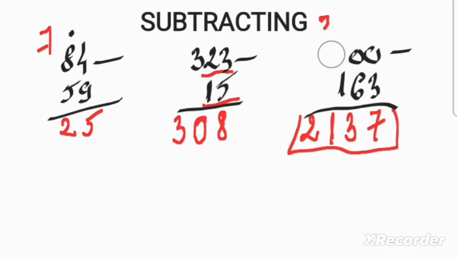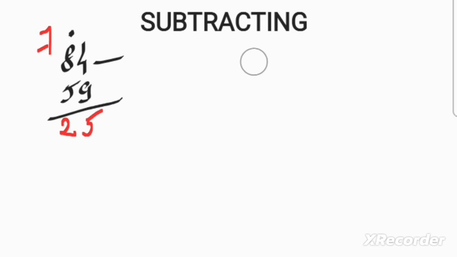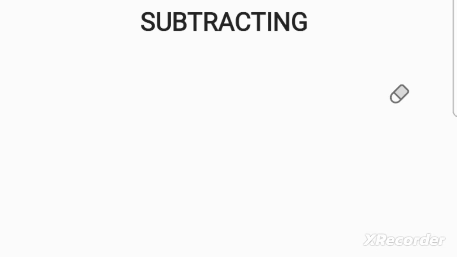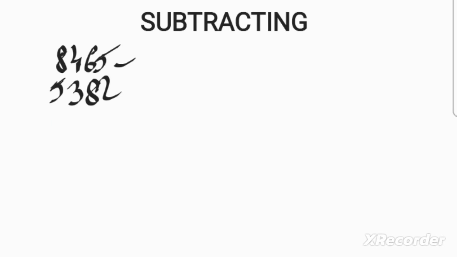Okay, now let's take another example. 8465 minus 5382. Here the first digit is easy. 5 minus 2 equals 3.